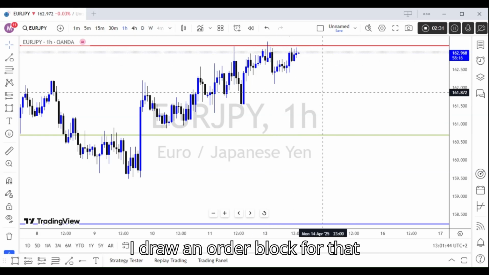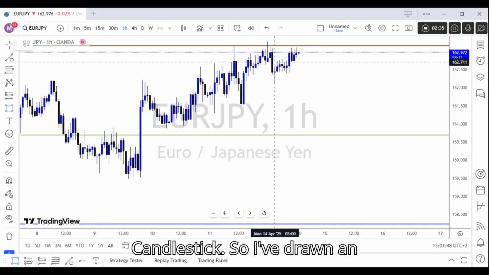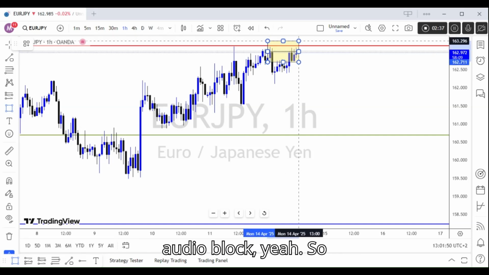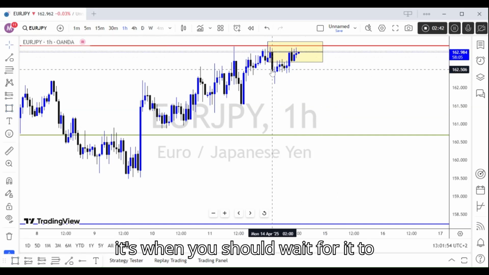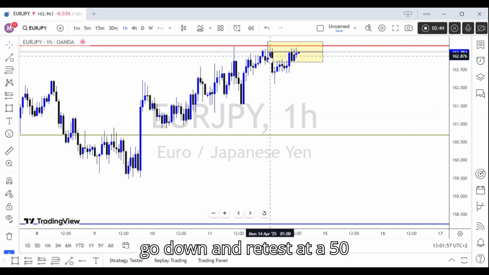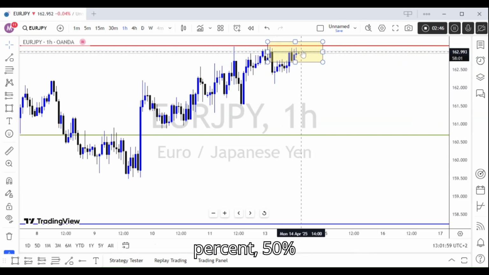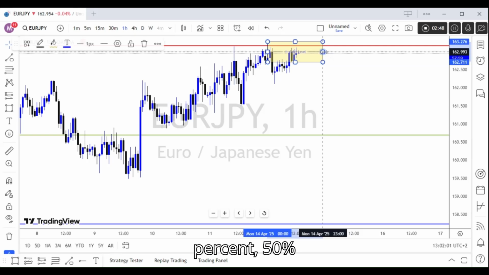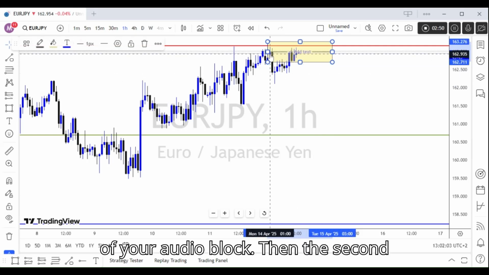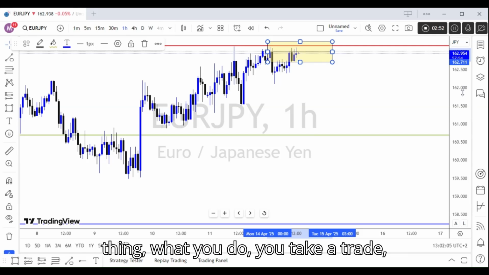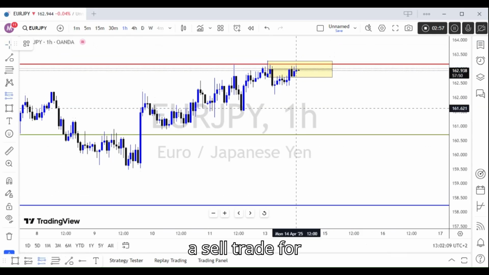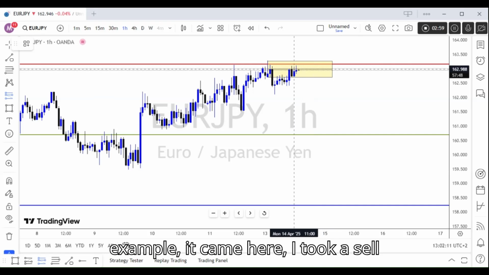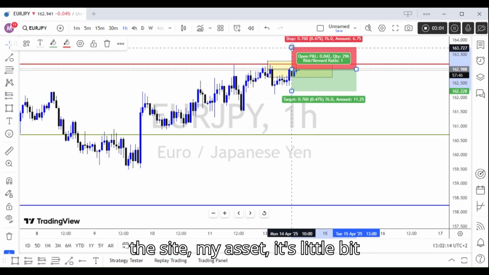The second thing I do is draw an order block for that candlestick. So I have drawn an order block. You should wait for it to go down and retest at 50% of your order block. Then you take a sell trade. For example, it came here, I took a sell this side.